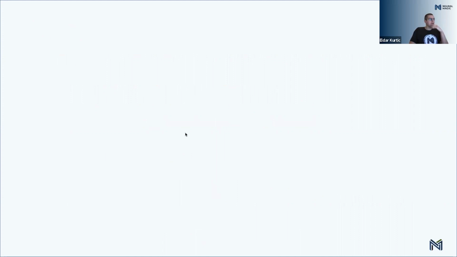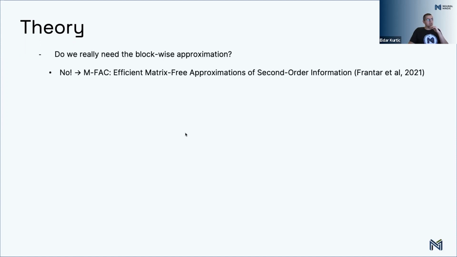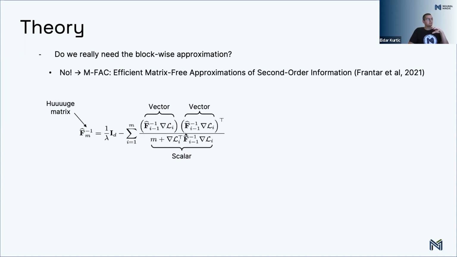The next problem that we wanted to tackle is this blockwise approximation. So the main question there was if we can get around this blockwise approximation and find a way to approximate the full Hessian. So this is now the topic of our second paper called MFAC, which stands for the efficient matrix-free approximation of second-order information. And here we start from this expression of the inverse Fisher matrix that we have introduced before.